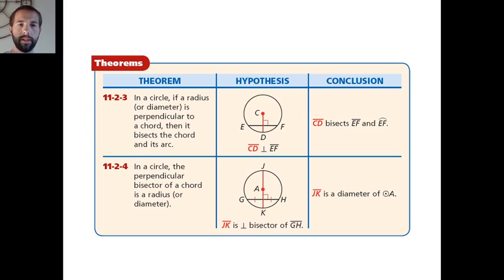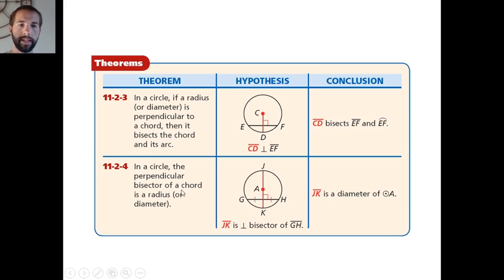In a circle, if the radius or diameter is perpendicular to a chord, then it bisects the chord. So this radius here is perpendicular to chord EF, so that means it's bisecting it. So these two pieces right here, this part and this part, are going to be congruent. CD is bisecting EF, and it's also bisecting this arc. So arc ED is congruent to arc DF.